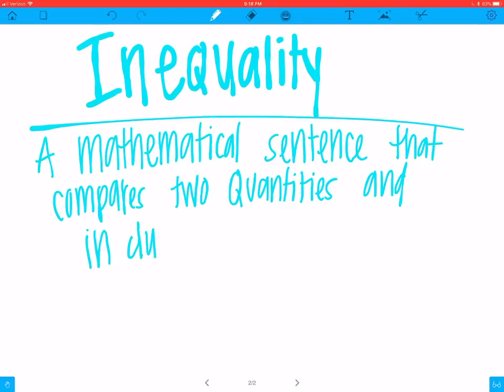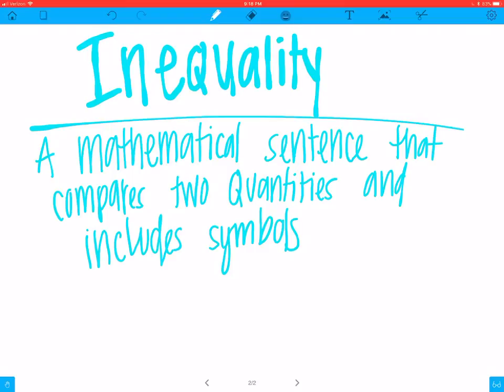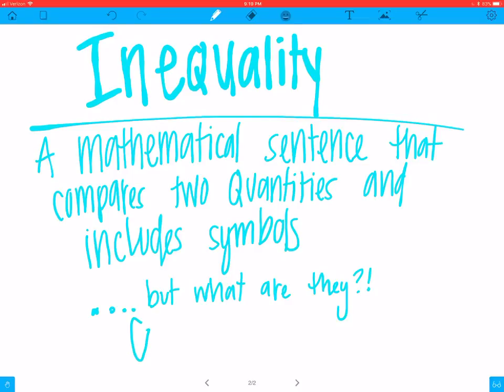So an inequality is a mathematical sentence that compares two quantities and includes symbols. Normally it's going to be one, but there are some options that we have. And a mathematical sentence doesn't normally look like a regular sentence you would use in ELA or any other subject, but that's okay. But what are the symbols that we're going to be looking at? If you were asking that, I'm so glad you did, because I'm going to go over that on the next page. So great question.